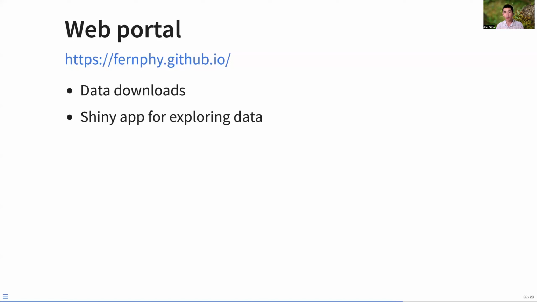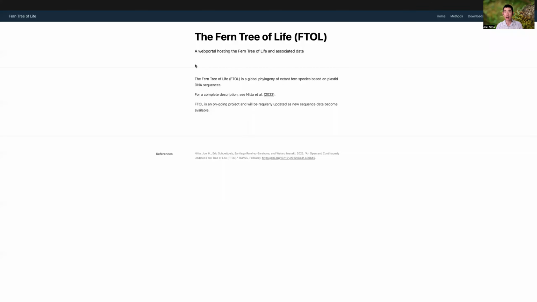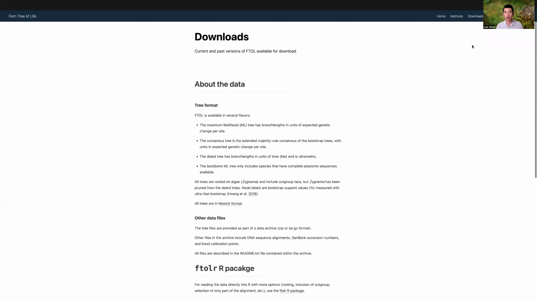Okay, so one really important thing that I can't stress enough is that we want to make our tree available for other researchers to use for their own research. And so for that, we've released it on a web portal, fernfi.github.io. You can go here, click on the Downloads tab, and download the zip data.